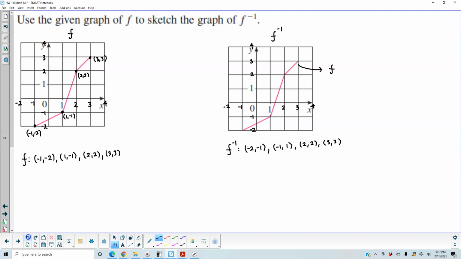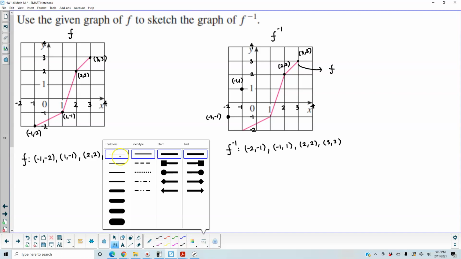So -2, -1 is right there. So there is -2, -1. Then we have -1, +1. So here's -1, +1. And then we have 2 and then 2. And then we have 3 and then 3.